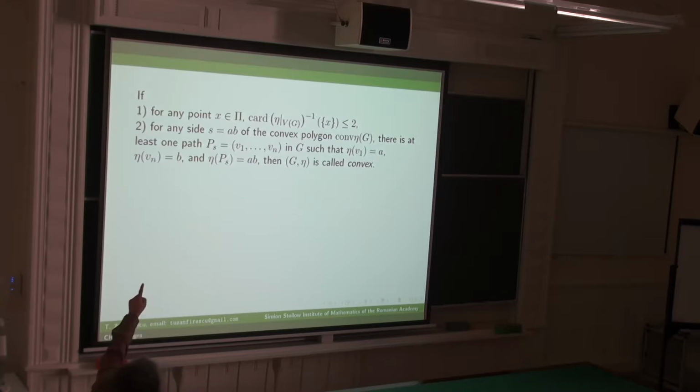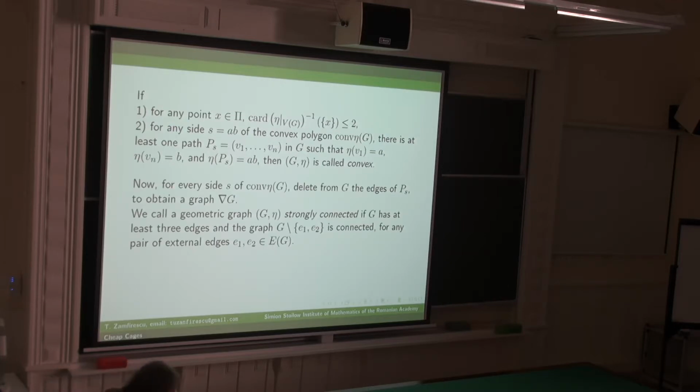So this is the second condition. There is at least one path such that this holds. Here it is not written that there are not more than one, but it follows from the first condition. Anyway, you have at least one. One of them is called PS. And then the geometric graph is called convex.